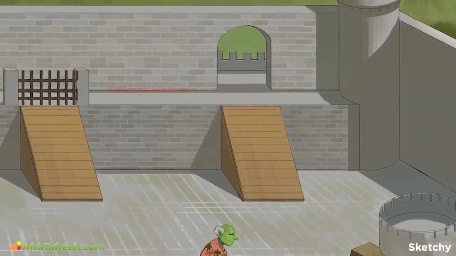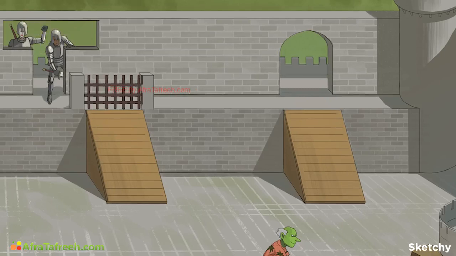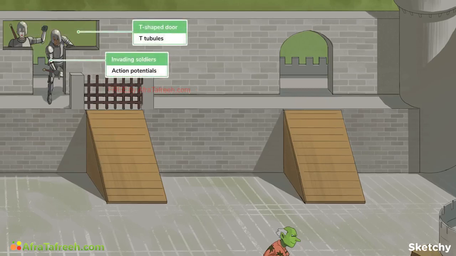Next are the T-tubules, which are invaginations of the myocardial cell membrane that allow action potentials to be carried into the cell's interior. Hence these invaders rushing in through a T-shaped doorway. They also interact with the sarcoplasmic reticulum by forming a dyad. More on this in a little bit.